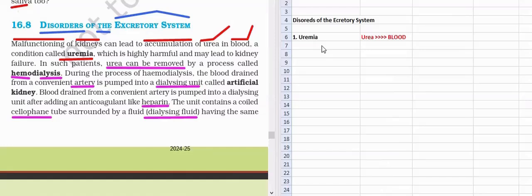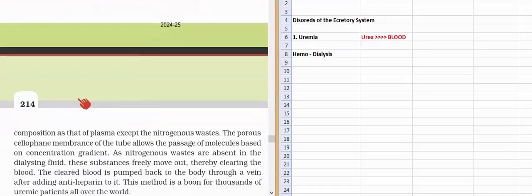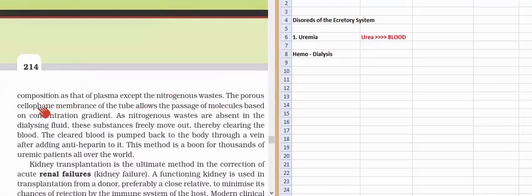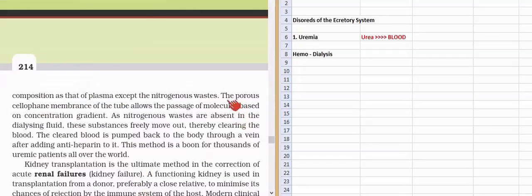Okay, first we'll start. The topic is hemodialysis. How is it happening? First the dead artery. The composition of the plasma except nitrogen waste: the tube will have holes, a porous cellophane membrane. The porous cellophane membrane of the tube allows the passage of molecules based on the concentration gradient, meaning based on the amount.